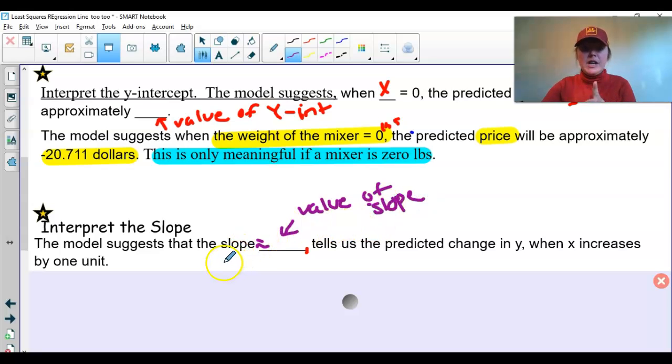Okay, so the model suggests that the slope is approximately, and you put what that value is, tells us the predicted change in y, again in context, when x in context increases by 1 unit. This should be in context as well. Take a second to write this down again, because this is what I'm going to be looking for on a test. This is what the College Board is going to be looking for.